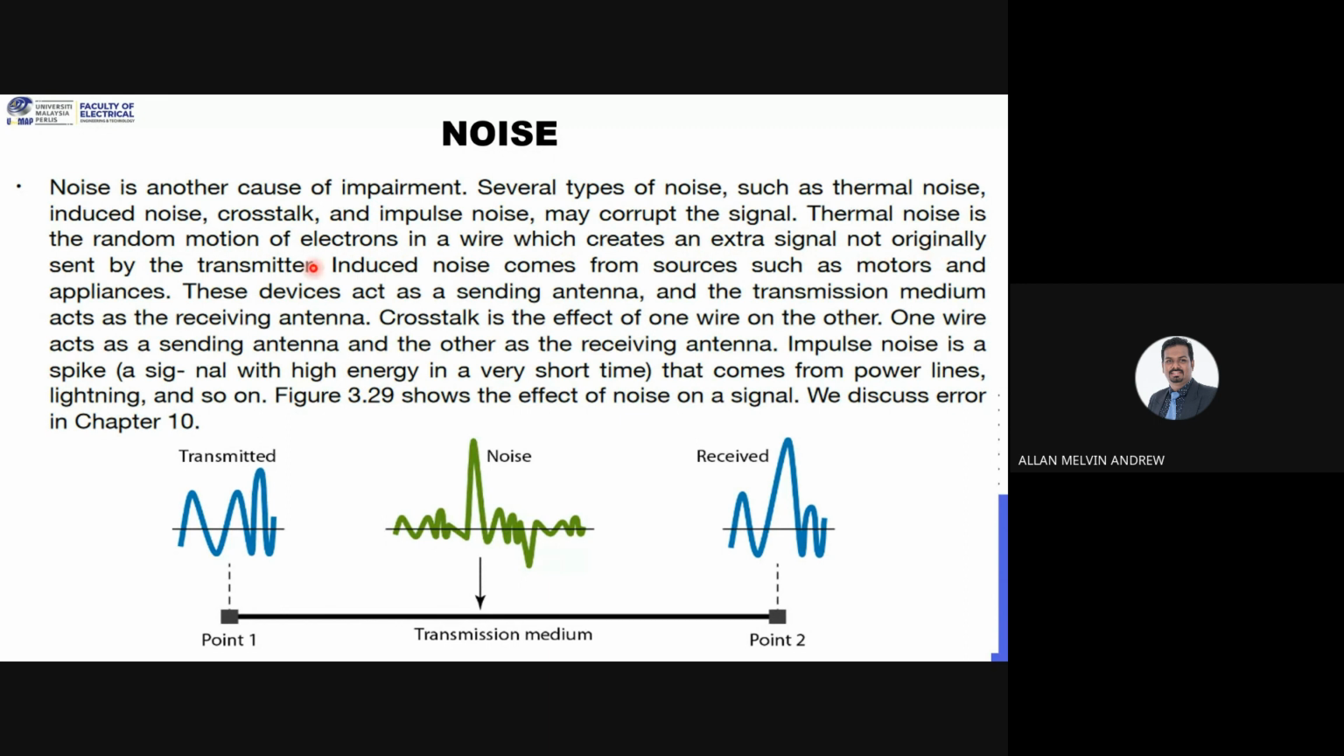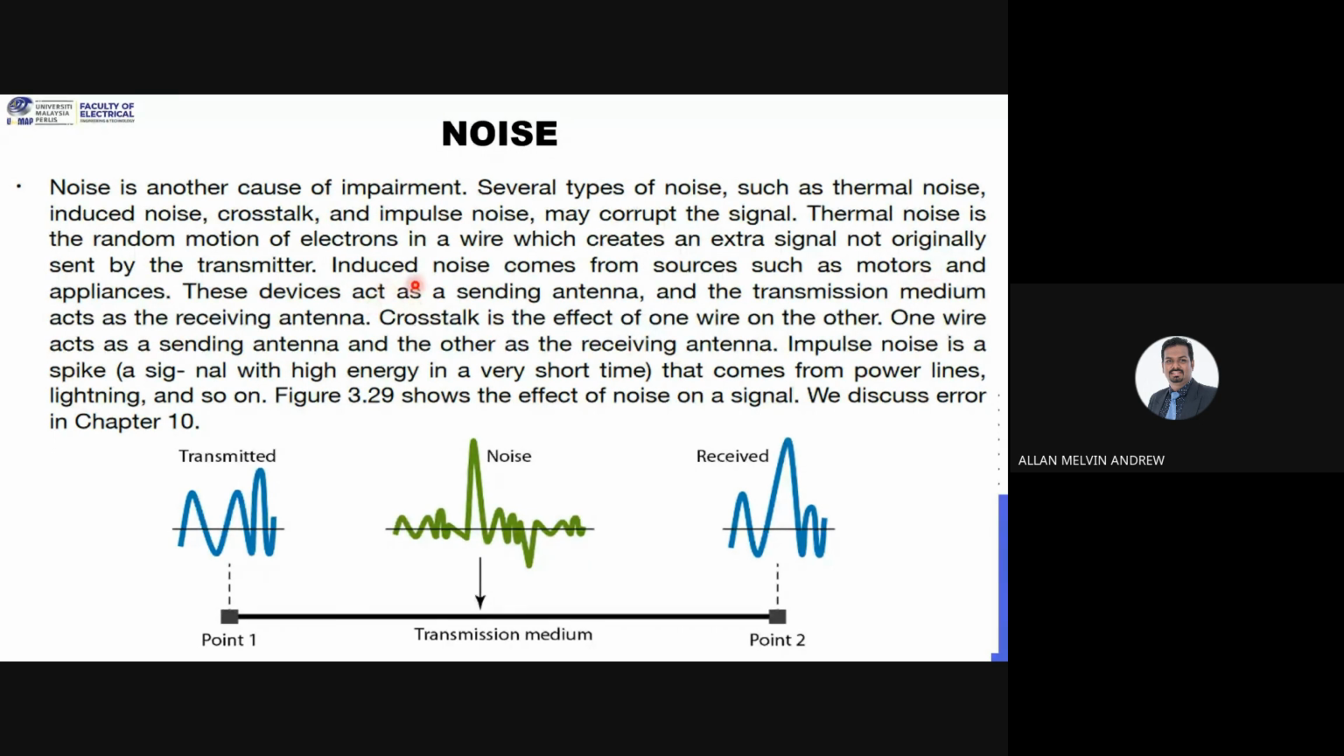So thermal noise is the random motion of electrons in a wire which creates an extra signal not originally sent by the transmitter. Okay, so thermal noise is due to electrons and also the temperature differences, because when electrons move from one place to another place, it will generate heat. So the heat that is generated will become like the input to the next wire. So then it can cause some noises.